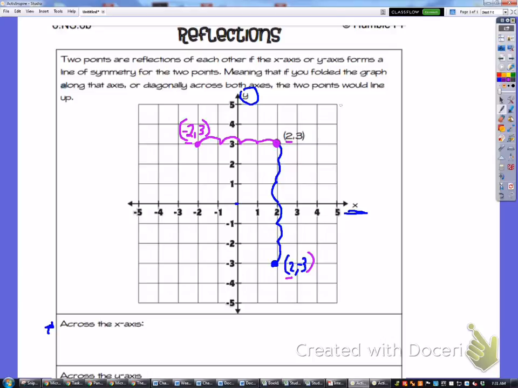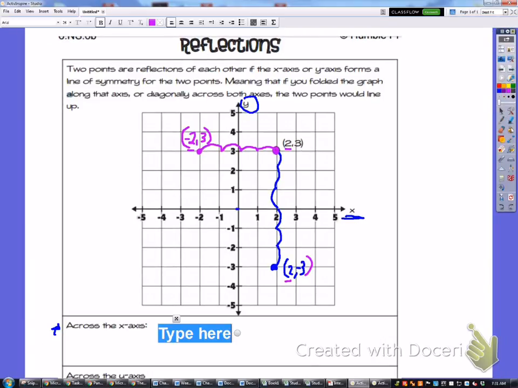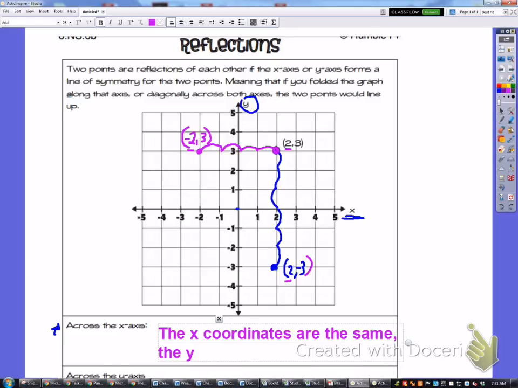So let's go ahead and write that in your notes down here at the bottom. So if you flip something over the x-axis, the x coordinates are the same, and the y coordinates have different signs. So it just changed the y to a negative or the other way.